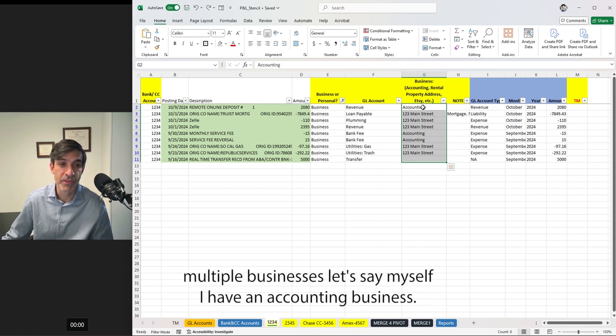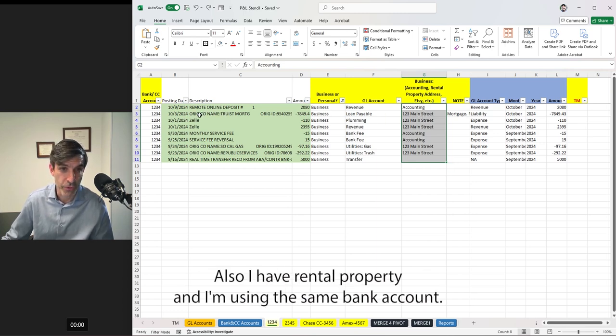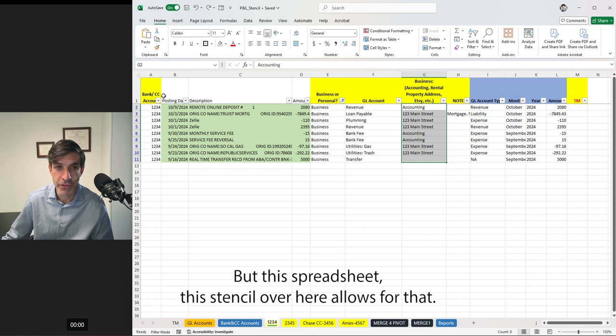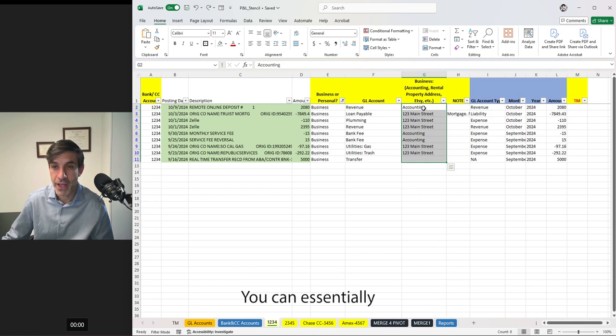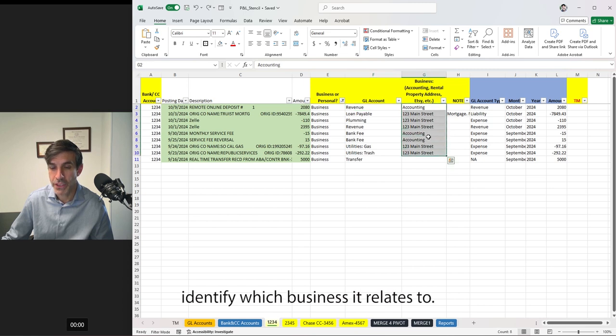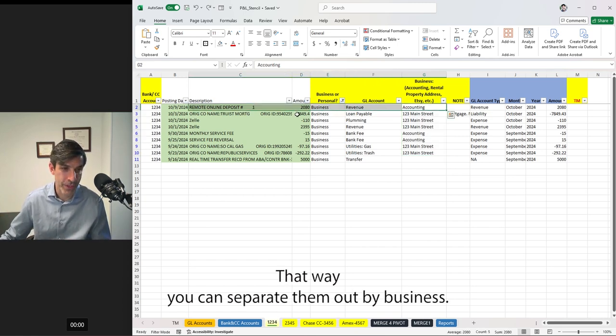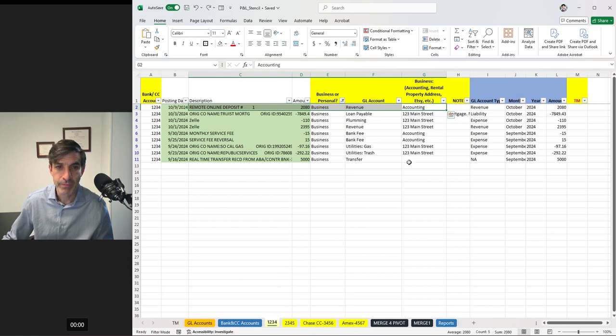If you have multiple businesses, let's say myself, I have an accounting business. Let's say I have a property also, I have rental property, and I'm using the same bank account. It's not ideal to use the same bank account for two different businesses, but this spreadsheet, this stencil over here, allows for that. You can essentially identify which business it relates to. That way I have revenue over here. That way you can separate them out by business.